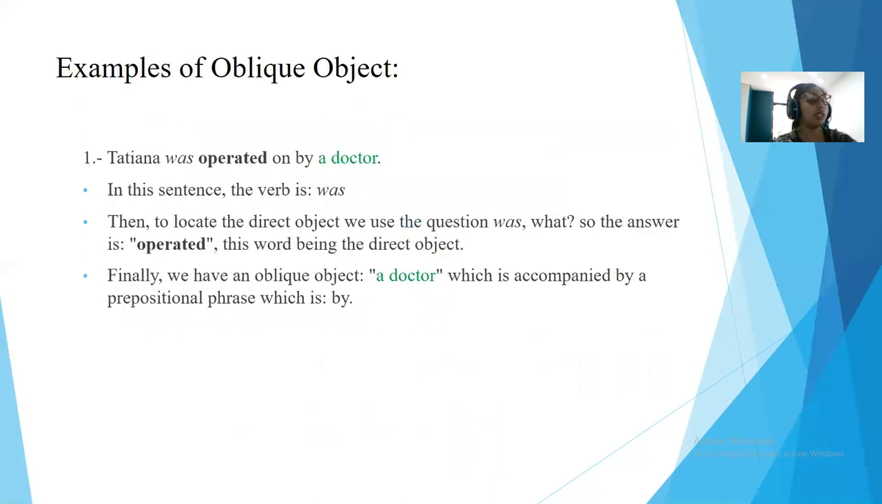Now, I'm going to present some examples of oblique objects. Example number 1, Tatiana was operated on by a doctor. In this sentence, the verb is was. Then to locate the direct object, we use the question was what. So the answer is operated, this word being the direct object. Finally, we have an oblique object, a doctor, which is accompanied by a prepositional phrase, which is by in the sentence.